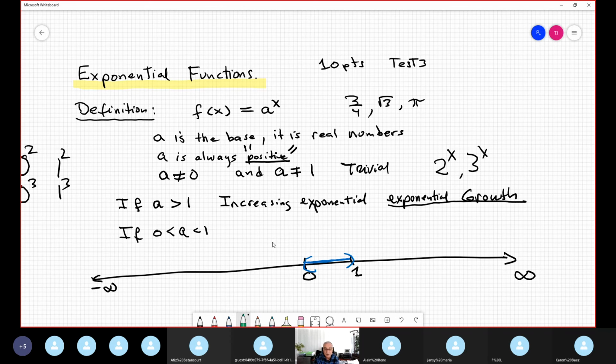And we have another case, this. The green part is exponential growth. And the blue part is decreasing, that is exponential decay. It's a decreasing function, decreasing exponential. And normally in real life it's called decay. Exponential decay.